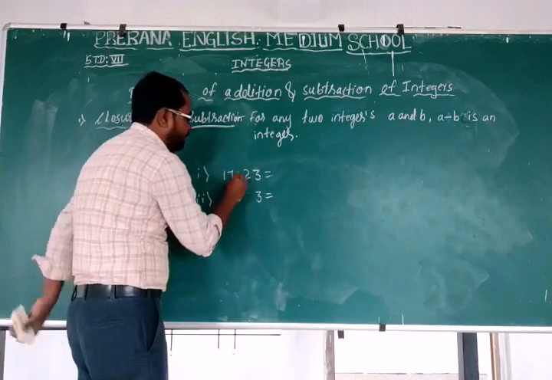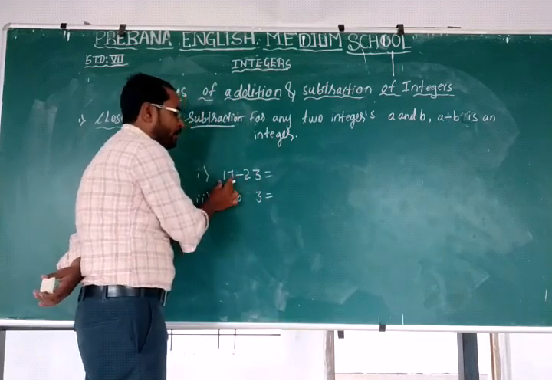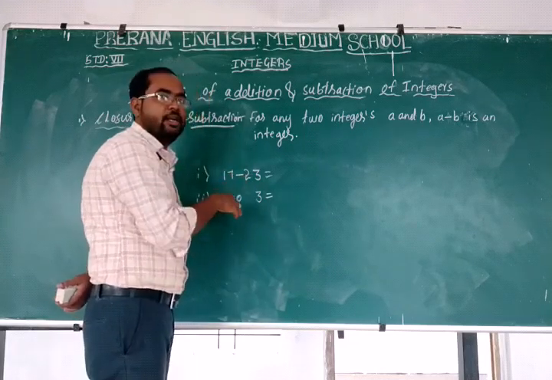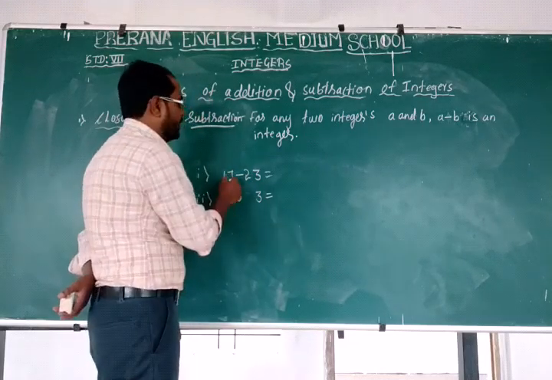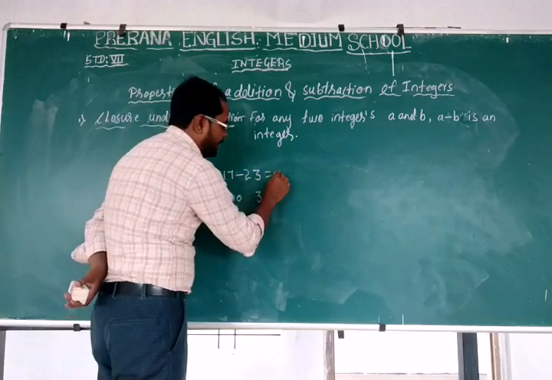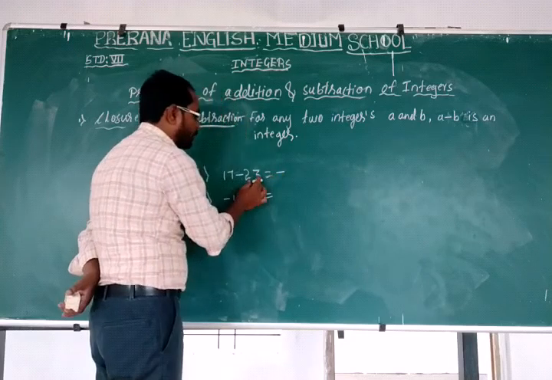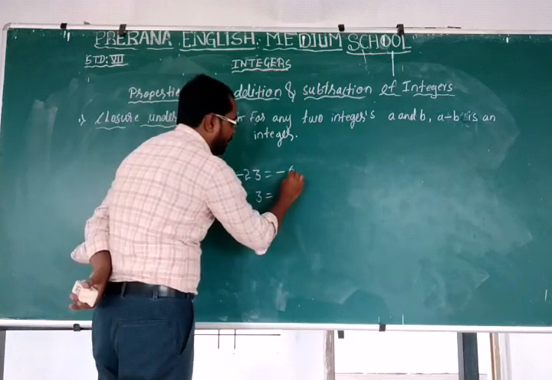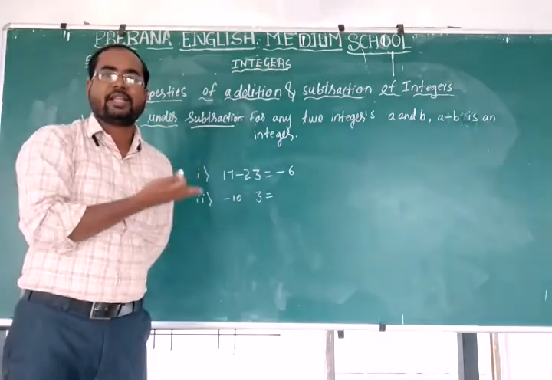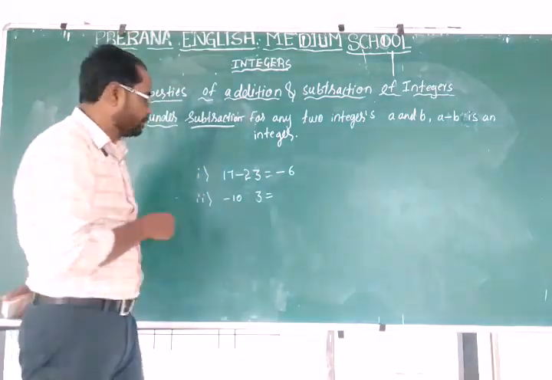If it is 17 minus 23, 17 is an integer, 23 is an integer. When you subtract them, 17 minus 23, the greater number is 23 and it has the minus sign, right? So 23 minus 17 is 6, so the answer will be minus 6. Whatever answer you got, it is also an integer because minus 6 is an integer.